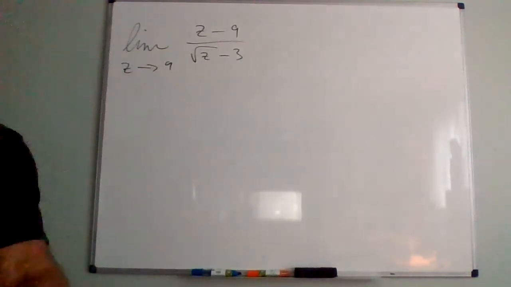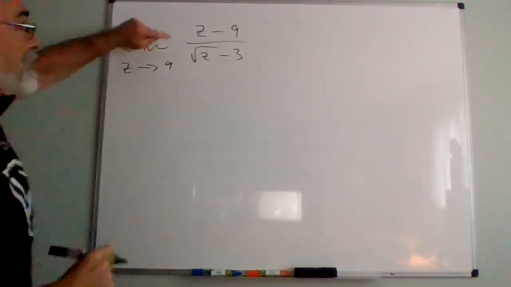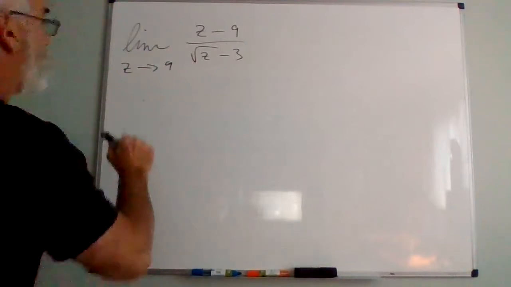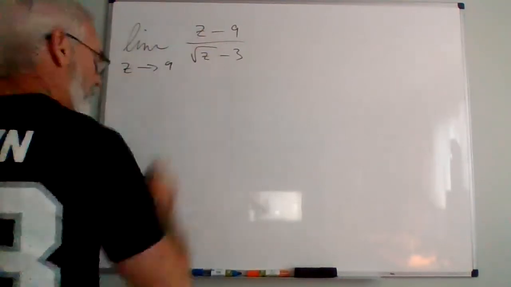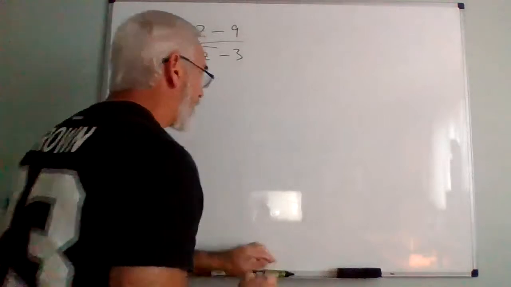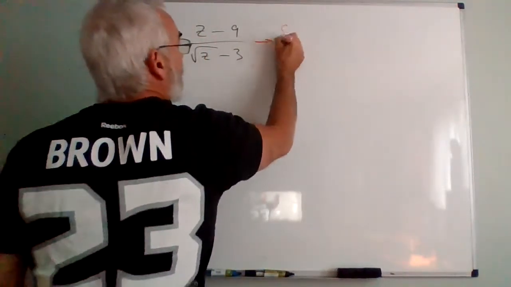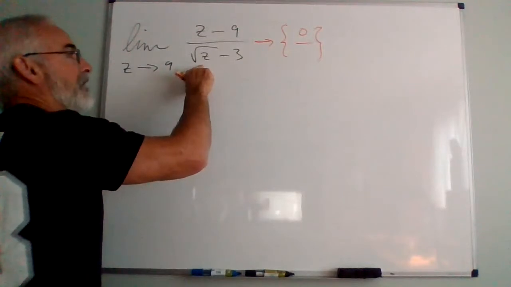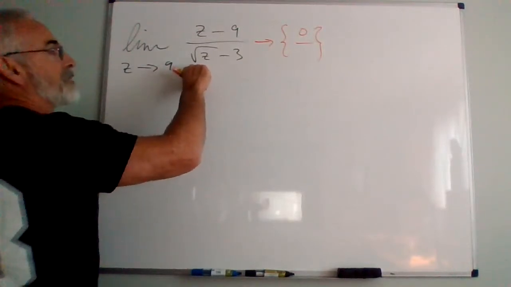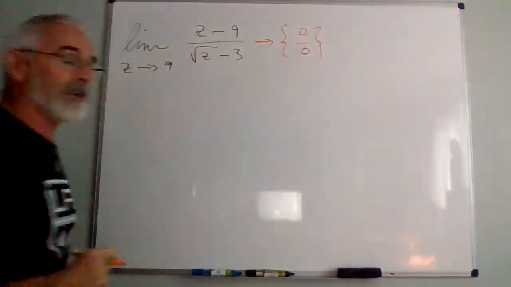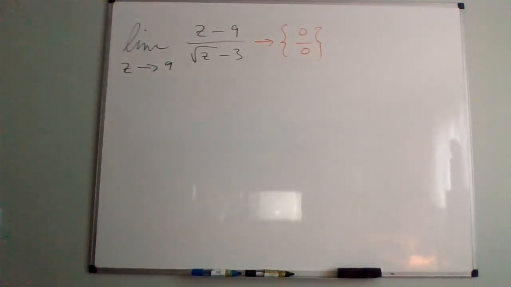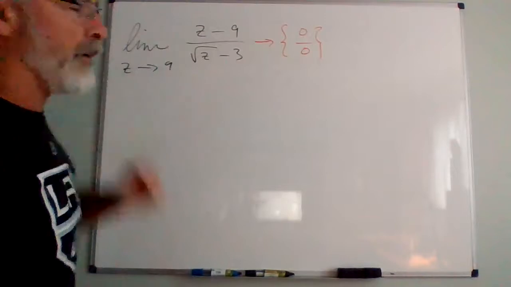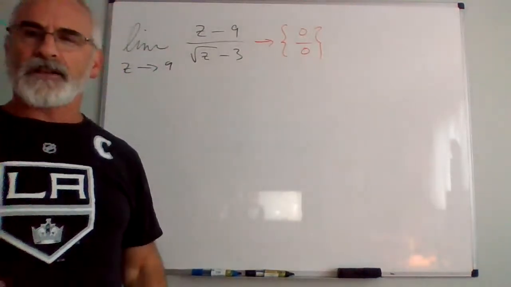now I have something that's not quite as simple to work with. I have something that is not a quotient of polynomials. This is not a rational function. But as z approaches 9, my numerator again tends towards 0. I like that. But as z approaches 9, my denominator also tends towards 0, square root of 9 minus 3. So once again, I have the indeterminate form 0 over 0, but I cannot simply factor and cancel because that's not a polynomial. So what can I do?